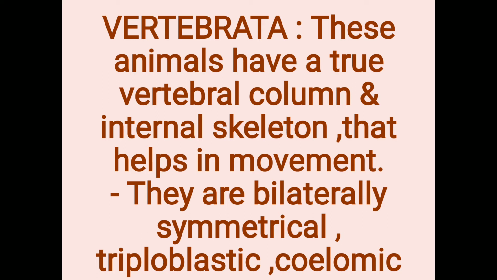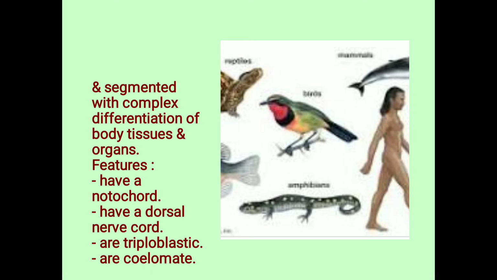We will have an eye on the left side, eye on the right side, lung on the left side, lung on the right side, kidney on the left side, kidney on the right side. They are triploblastic. The body is differentiated into ectoderm, endoderm, and mesoderm. They have a coelom, that is, a body cavity is present between the body wall and the gut wall, यानी कि lining of the alimentary canal, and are segmented with complex differentiation of the body and tissue organs.